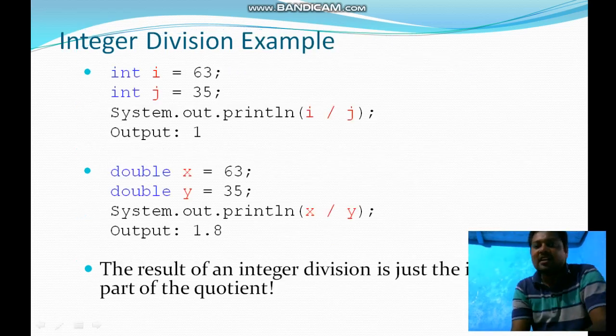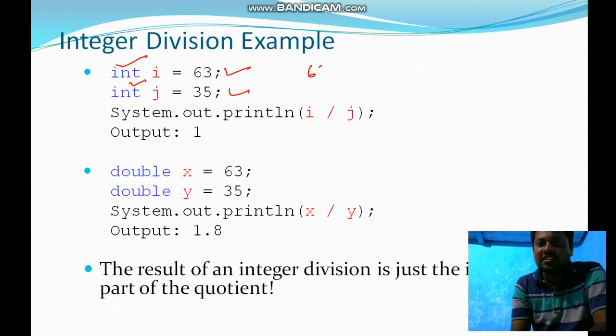When you use 63 divided by 35, 63 is an integer and 35 is also an integer. When you perform 63 divided by 35, the actual result would be 1.8, but since you are specifying integers, the decimal part will be eliminated and you will get only 1 as the output, because it should always be an integer.